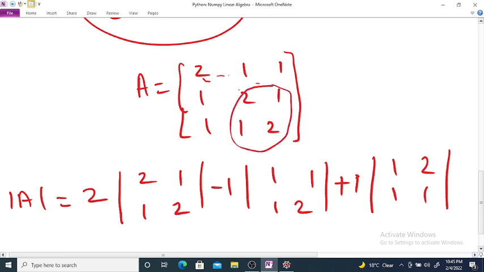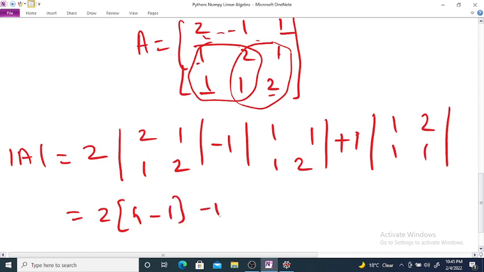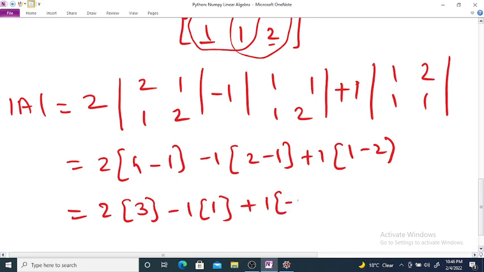Then for minus 1 we take 1 1 1 2, and for 1 we take this 2 by 2 determinant. So this is equal to 2 times (4 minus 1) minus 1 times (2 minus 1) plus 1 times (1 minus 2). If we evaluate this, we get 2 times 3, minus 1 times 1, plus 1 times minus 1. So this is 6 minus 1 minus 1, which is equal to 4. So the value of the determinant is equal to 4.